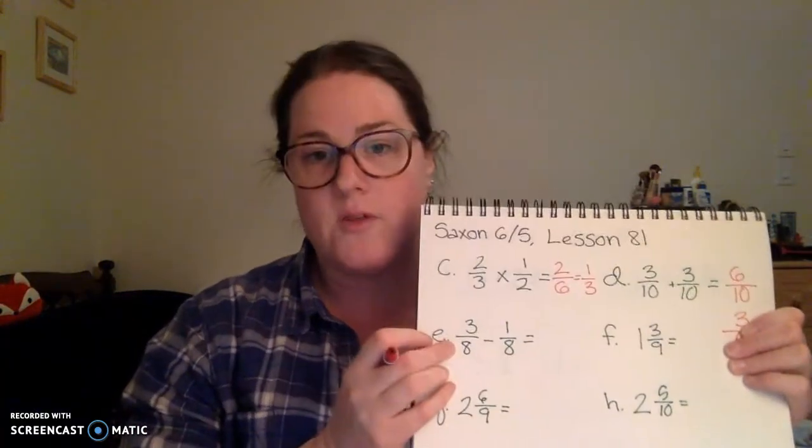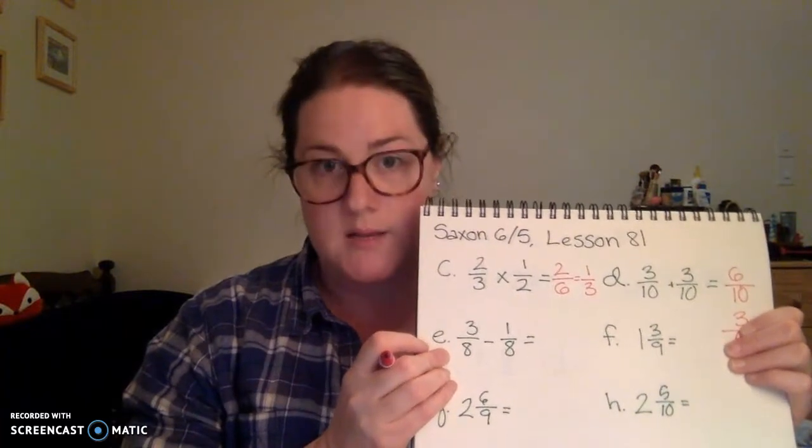For E, I have 3/8 minus 1/8. Right? I'm going to subtract my numerators. 3 minus 1 is going to be 2. I'm going to leave my denominators exactly the same. And I get 2/8.